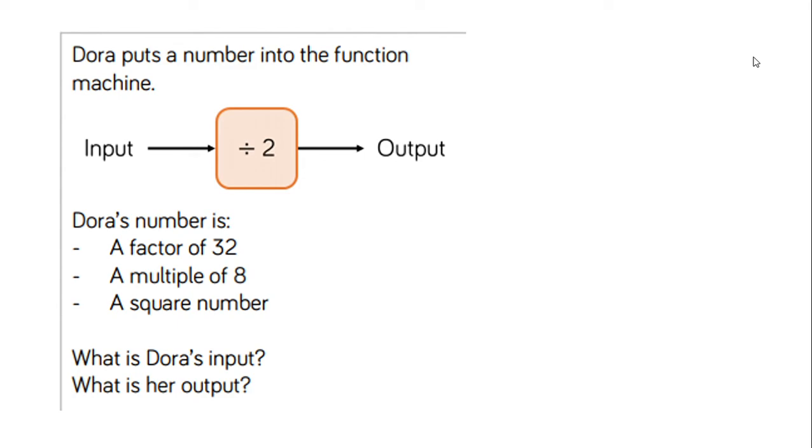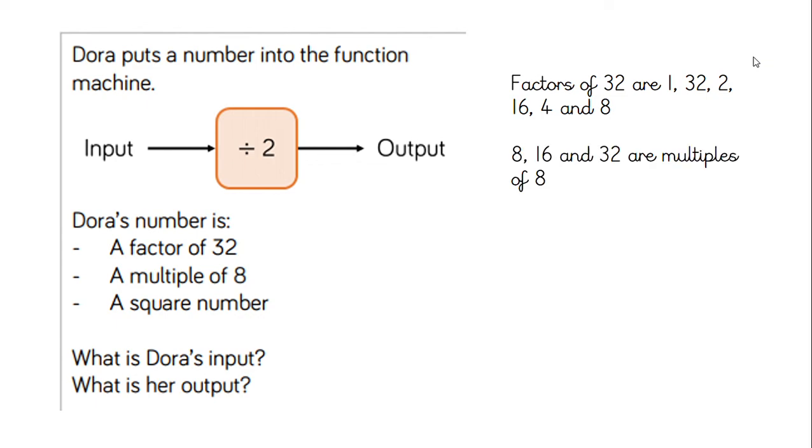Okay, let's look through the facts that we've got here. So we know that the input number is a factor of 32. So I just listed all the factors of 32 to help me out here. So I know that the factors of 32 are 1 and 32, 2 and 16, 4 and 8. That doesn't help me though, because that's quite a lot of answers. So I need to narrow it down. So the next thing, it's a multiple of 8.